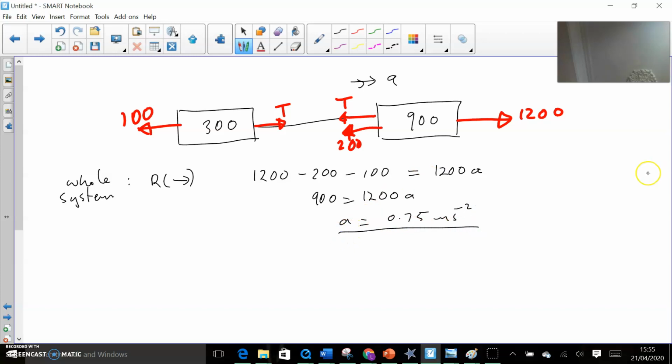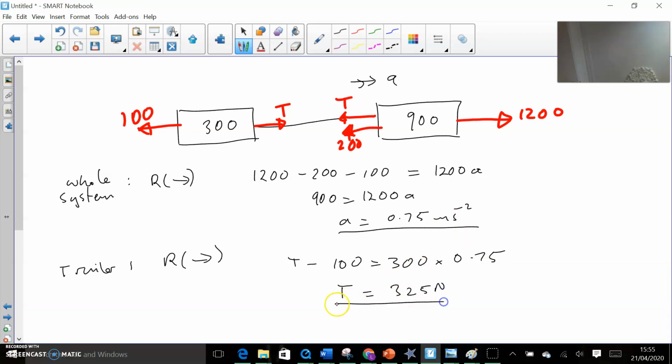And then to find the tension, well, we can consider either the trailer or the car. Let's go for the trailer. Again, we are going to resolve that way. For the trailer, we have T minus 100 equals the mass of the trailer, 300, times the acceleration, which we now know is 0.75. That gives us T equals 100 plus 225, so that's 325 newtons. So that is A, and this is B.